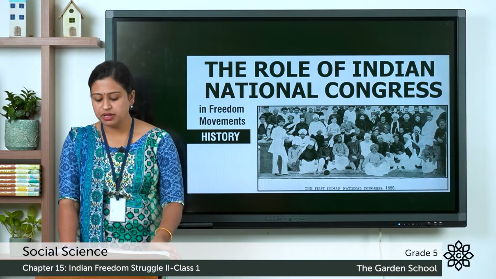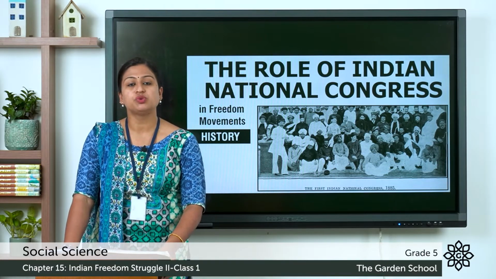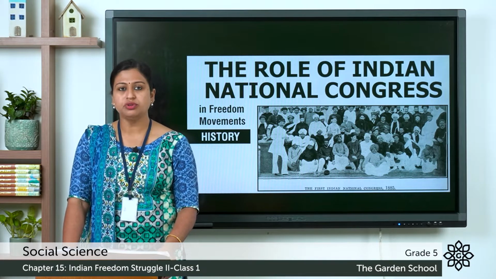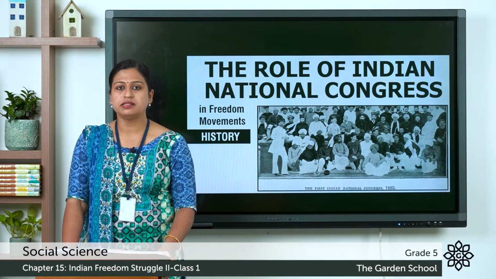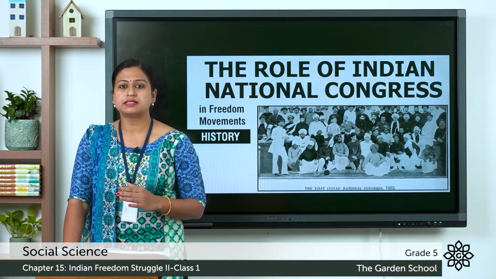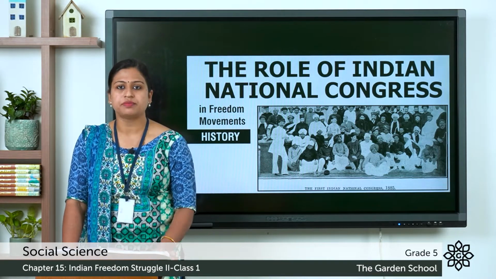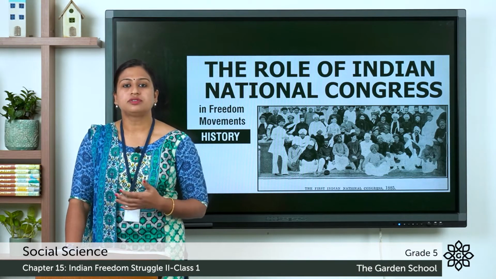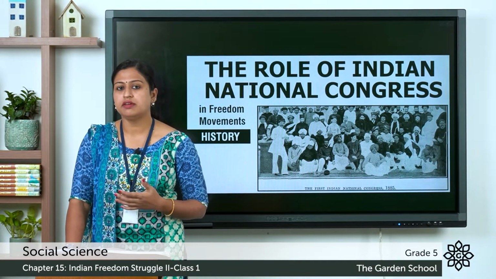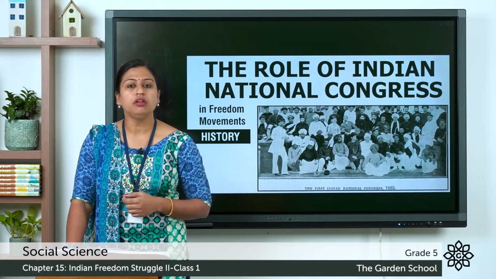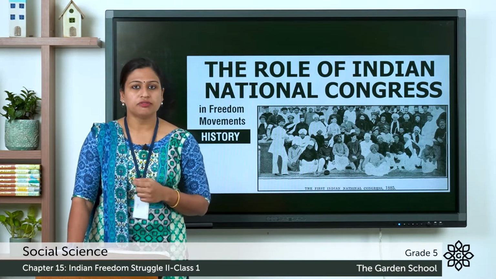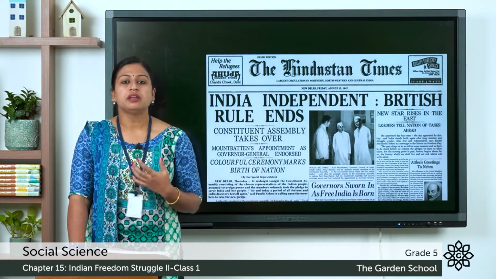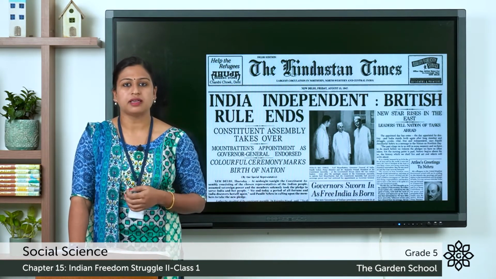Now, one such movement was the Quit India movement, which was led by Mahatma Gandhi in the year 1942 to achieve complete independence of our country. So we will be discussing this movement in this chapter in detail. So after many years of struggle, our freedom fighters were able to gain freedom on 15th August 1947. And with this freedom, a separate nation was formed, that is Pakistan.